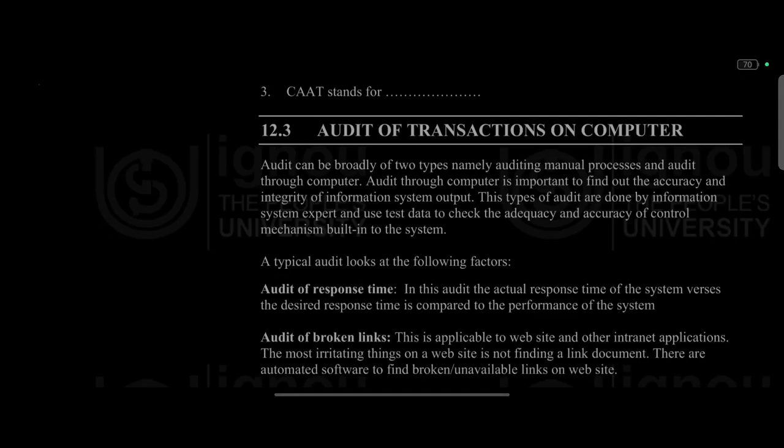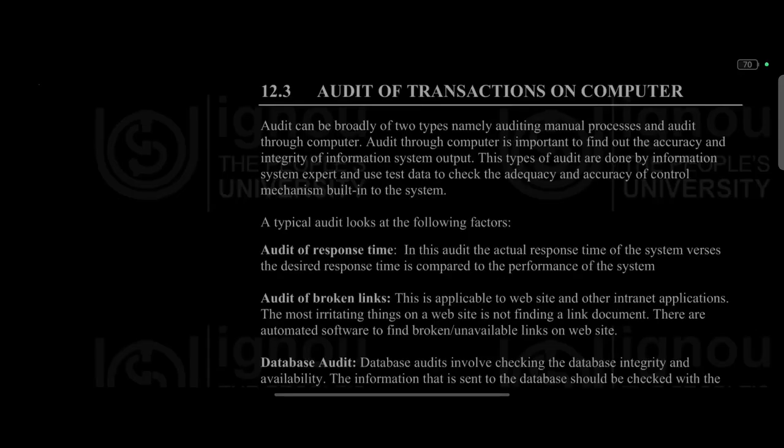Let's begin. Audit can be broadly of two types, namely auditing manual processes and audit through computer. Audit through computer is important to find out the accuracy and integrity of information system output. These types of audit are done by information system experts and use test data to check the adequacy and accuracy of control mechanism built into the system.